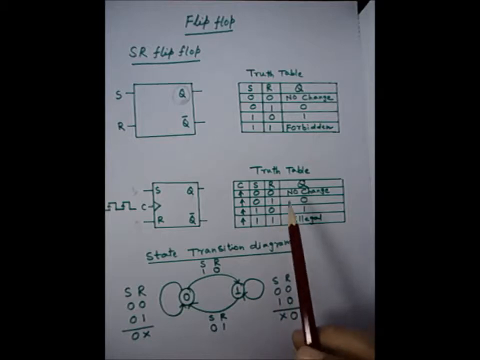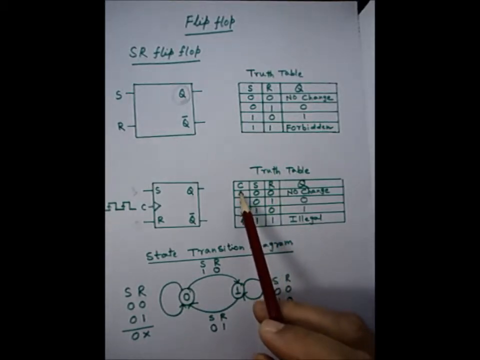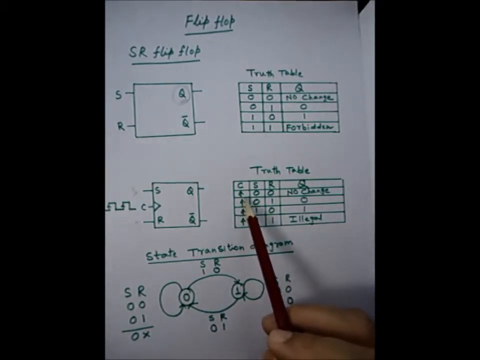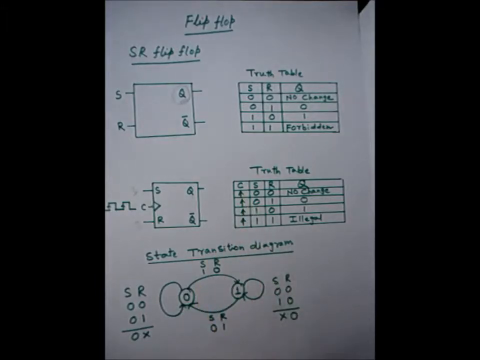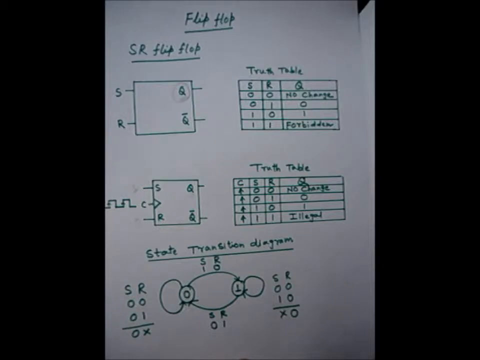Another truth table has been shown here, and it is the same truth table. It works with the clock pulse only when it goes from 0 to 1. That type is called positive triggered.